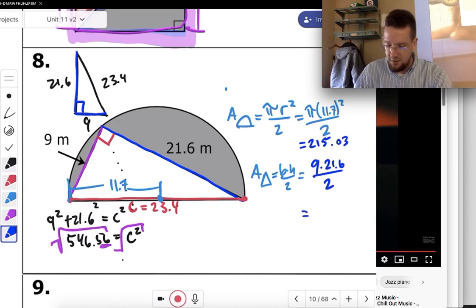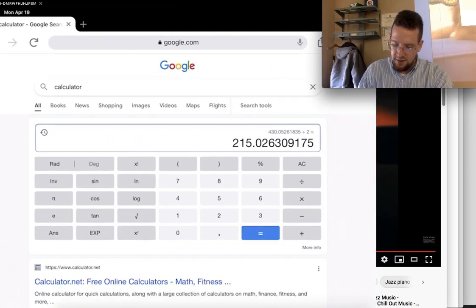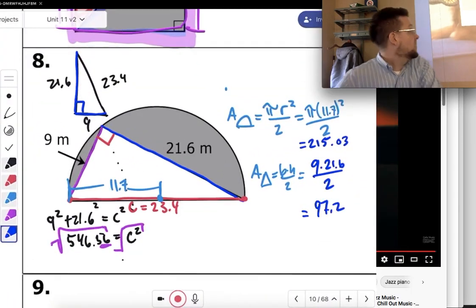Okay, and then we need to do 9 times 21.6 divided by 2. You can't just type it in. You want to hit enter. 9 times 21.6. Enter. Take half of that. Divide by 2. Enter. 97.2. Did I get that one right?